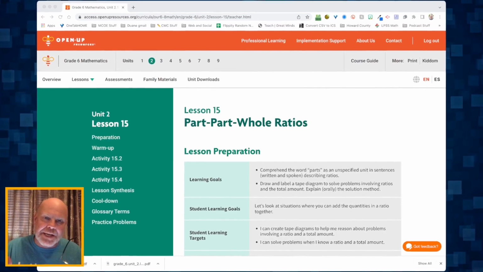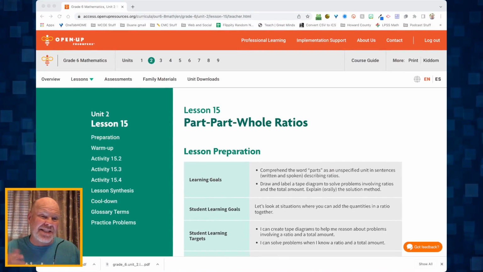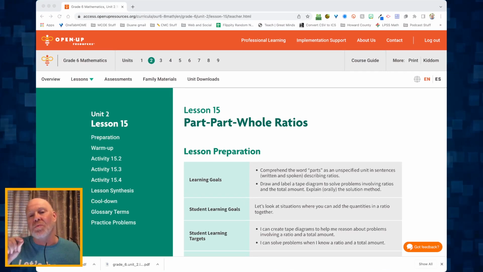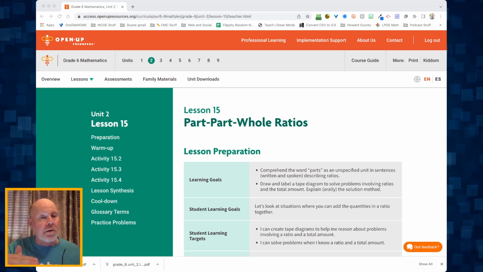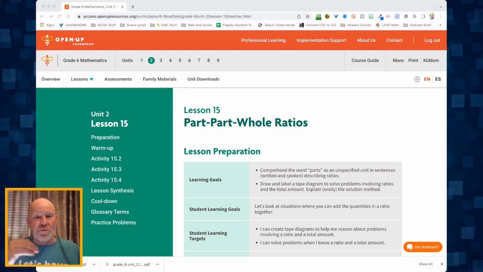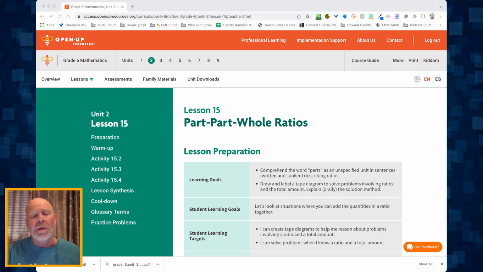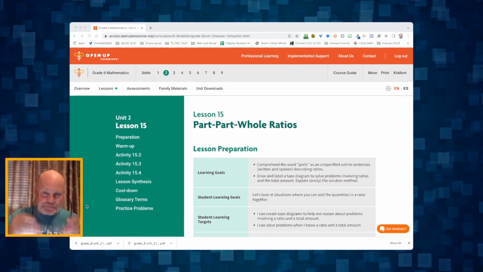All right, this is grade 6, unit 2, lesson 15, and in this lesson, students are going to be using tape diagrams to understand ratios in context, specifically contexts where students are going to be comparing part to part, but also considering the whole of those two parts, so part, part, whole. Tape diagrams. All right, so let's get started.